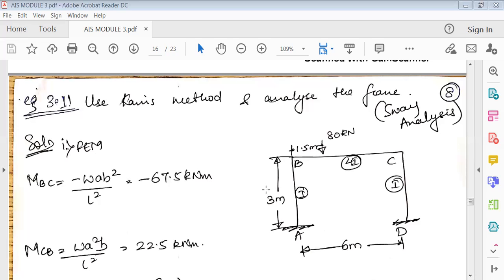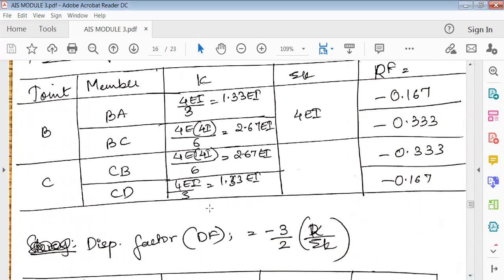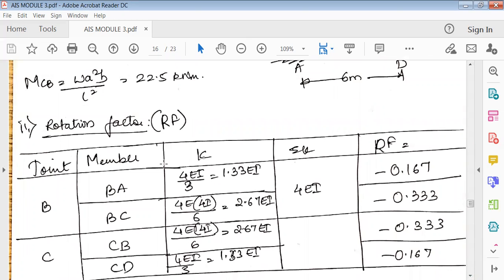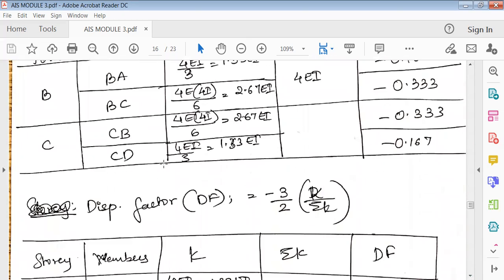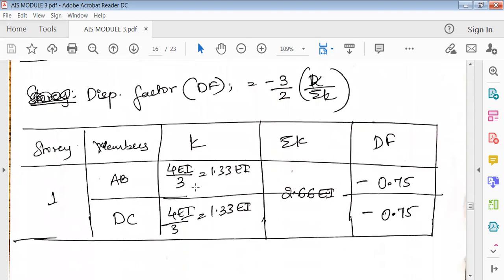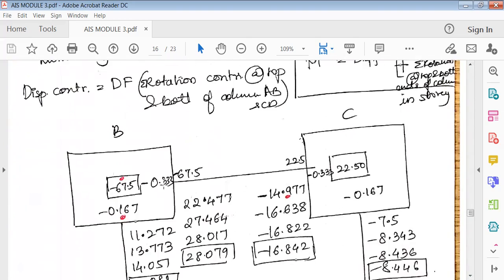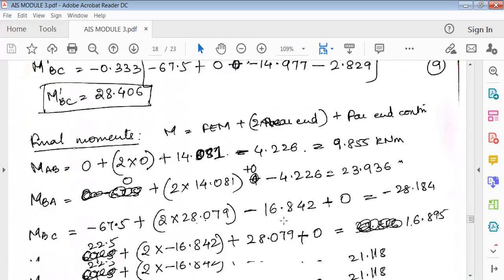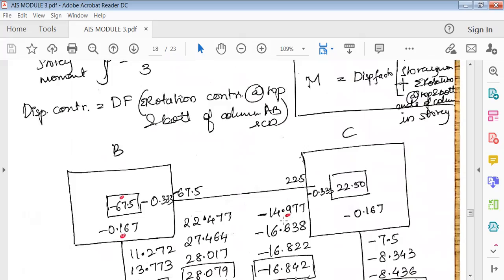First finding the fixed end moments, then the rotation factor. Now because it is sway analysis, there is one additional step that is called the displacement factor. That is what you have to find out, followed by the rotation contribution and the final moments.